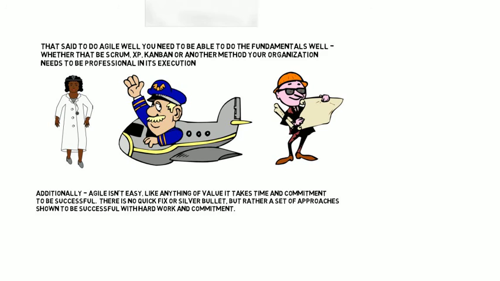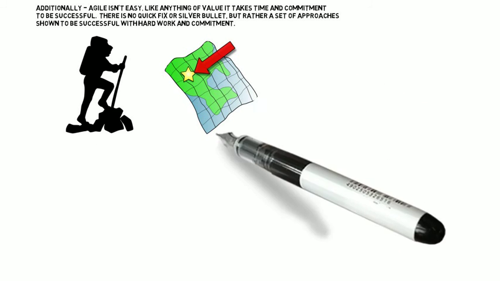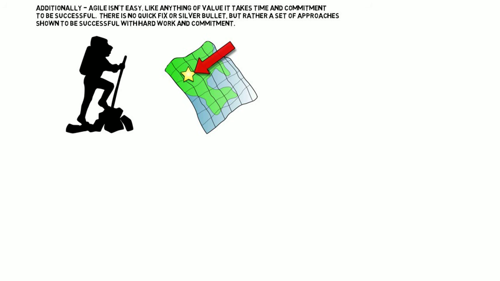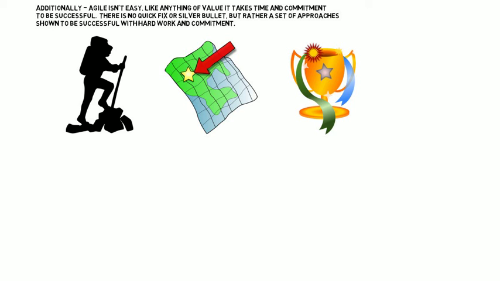Additionally, Agile isn't easy. Like anything of value, it takes a lot of work to be successful, and there's not a quick fix or a silver bullet. You need to commit to using the set of approaches with hard work and commitment over time. It will be successful. This has been shown in many organizations, and there are many examples you can find. It's more of a marathon and not a sprint. It's a journey, and as you continue to stick with it, you will find success.